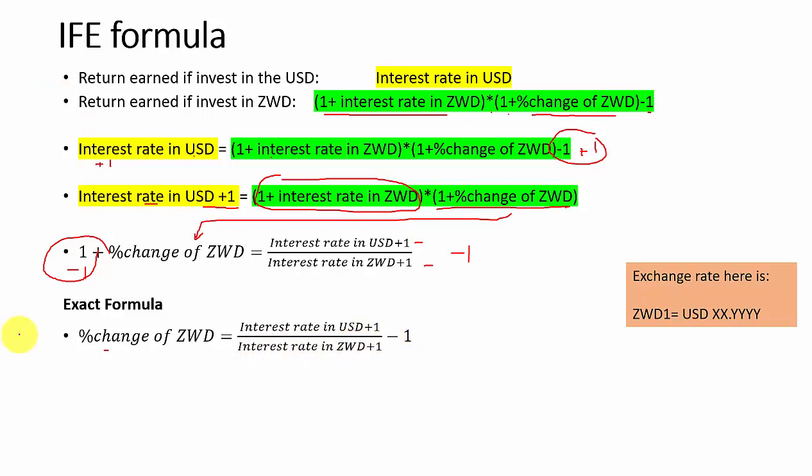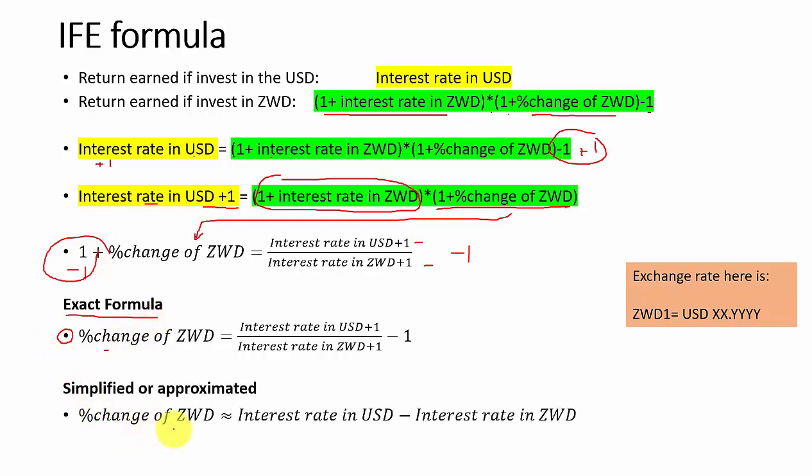Okay, now what is the idea behind this formula? First of all, it is the exact formula for the IFE. To see the logic better, we can look at the simplified version of the IFE. People do a little bit of manipulation and the formula becomes: the change in the value of the Zimbabwe dollar is approximately equal to the interest rate in dollar minus the interest rate in Zimbabwe.